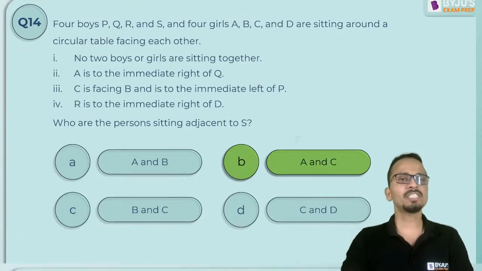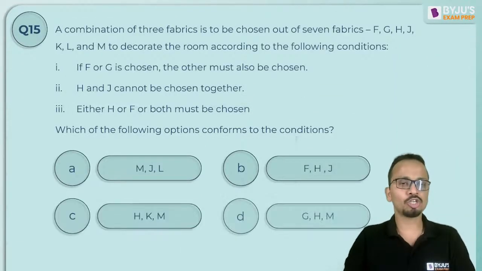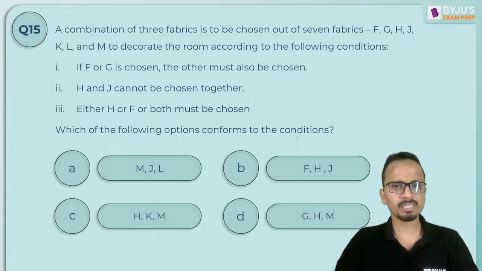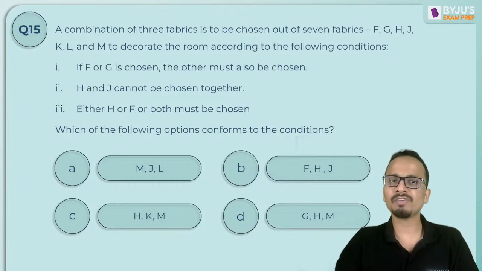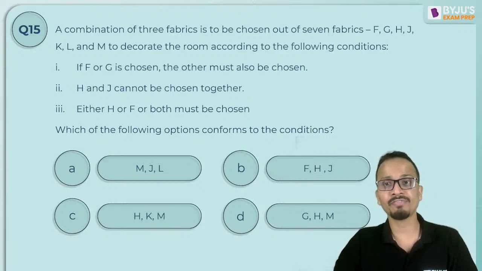Okay. Now let's quickly move on towards the last question of the day. Now this is a question based on selection and grouping. So a combination of 3 fabrics is to be chosen out of 7 fabrics.